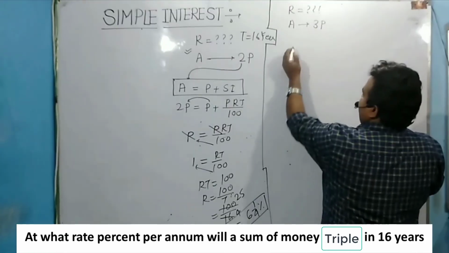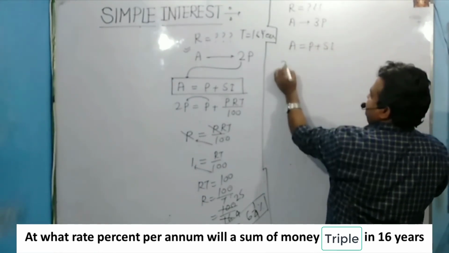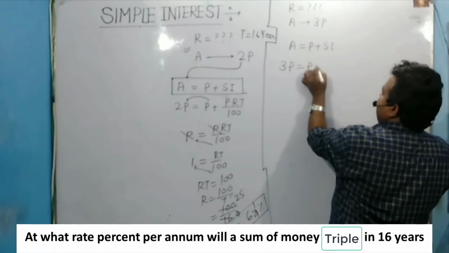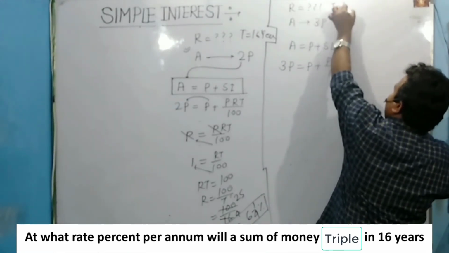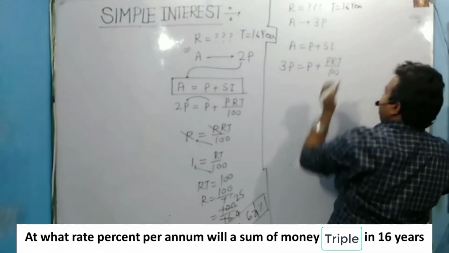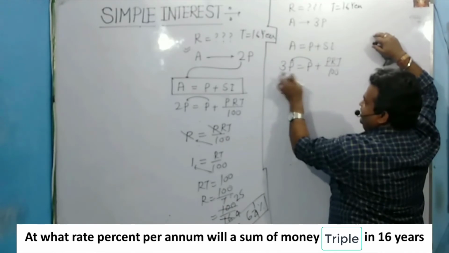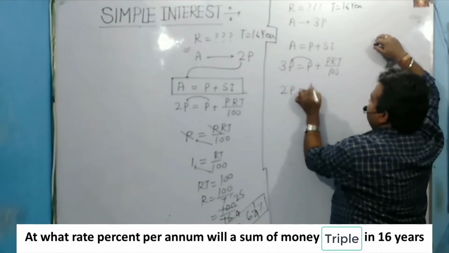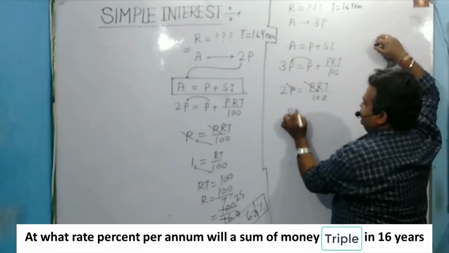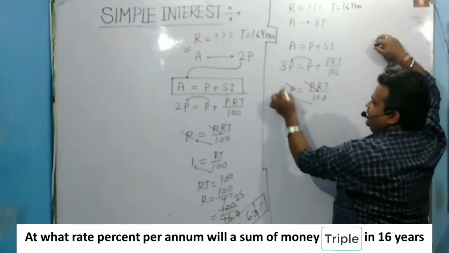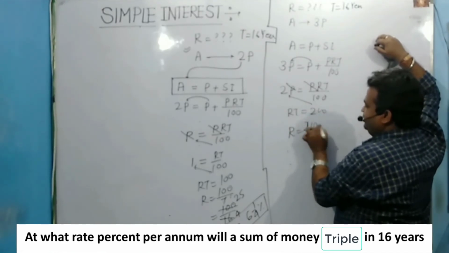Okay, so how do you approach? Again the same formula, A is equal to P plus SI. This is 3 times of P. If the same question comes, PRT by 100, if T is again the same, suppose 16 years is given to you, so what will be your rate? Immediately you subtract this value, so 3P minus P gets 2P is equal to PRT by 100. This P and P gone, so RT you cross multiply is equal to 100 into 2, 200. So what is my R value? 200 divided by T.